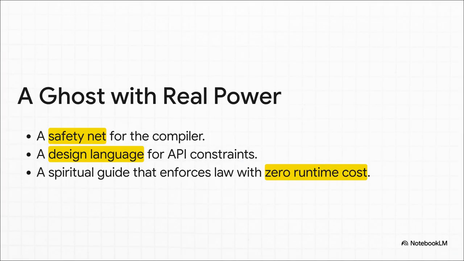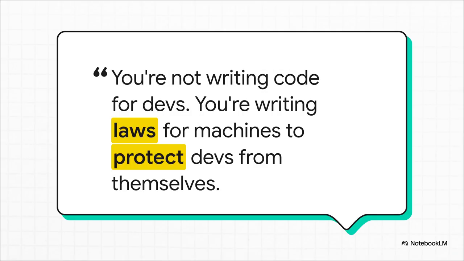So, to wrap it all up, PhantomData is this little type ghost with very real power. It's a safety net you give to the compiler, helping it do its job even better. It's a whole new design language you can use to bake constraints right into your API. And it does all this as a silent, spiritual guide, enforcing the law with absolutely zero cost when your code actually runs.